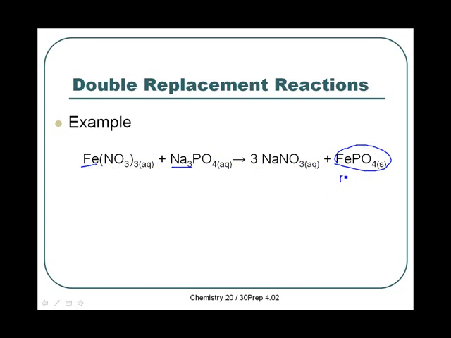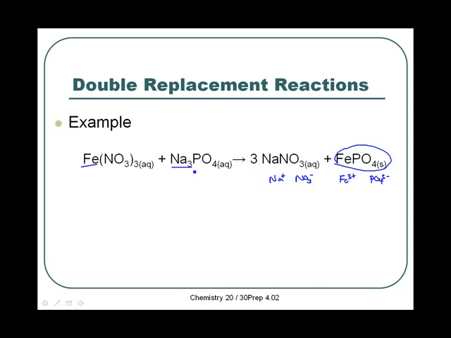Notice that we balance it based on ion charge. Iron is a 3+ ion. Phosphate is a 3- ion, so they balance on a 1-to-1 ratio. Same thing with our sodium. Sodium is a 1+. Nitrate is a 1-, so again they balance in a 1-to-1 ratio. So when we determine our products, we do it using our ion formation theory. Then after, we balance using coefficients.